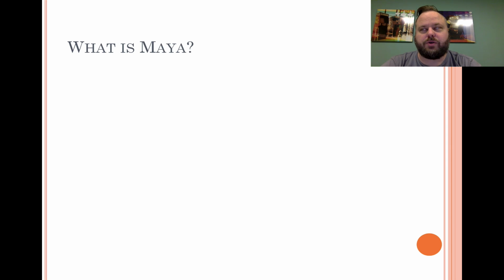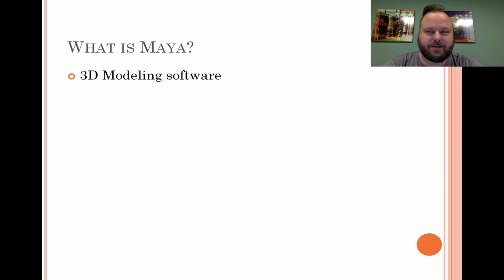All right, so what is Maya? Well, Maya is actually a 3D modeling software. It's one of 2 major ones. Both of them are now owned by Autodesk. So 3D Studio Max is the other one. We're using this one because more people use it. So I wanted to give you the best tools you can get.